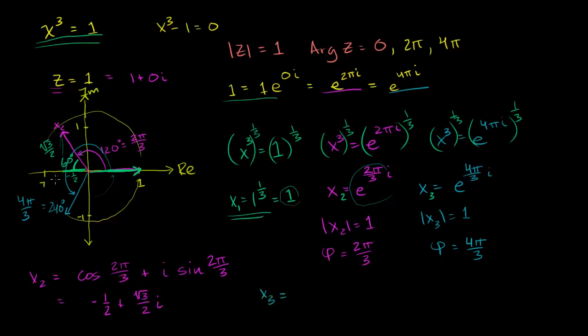x3 is going to be equal to, its real value is going to be the exact same thing. It's going to be negative 1/2, and then its imaginary value. So this angle right over here, from the negative real axis down to the vector, is going to be negative 60 degrees. So this height right over here is going to be negative square root of 3 over 2. So it's negative 1/2 minus the square root of 3 over 2 i. So using this technique, we were able to find the three complex roots of 1.